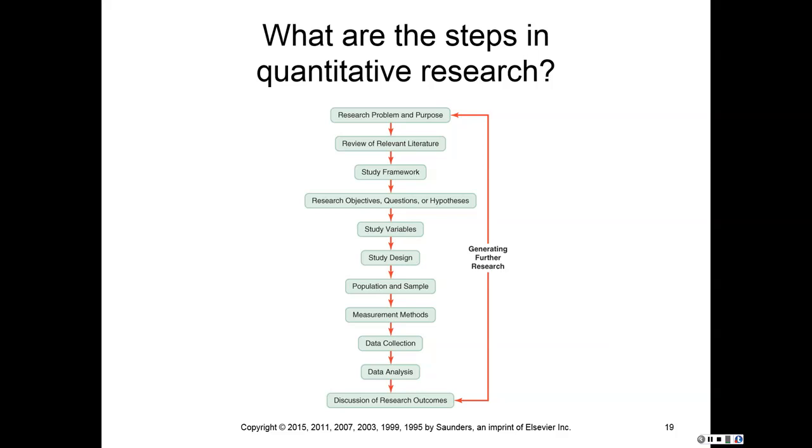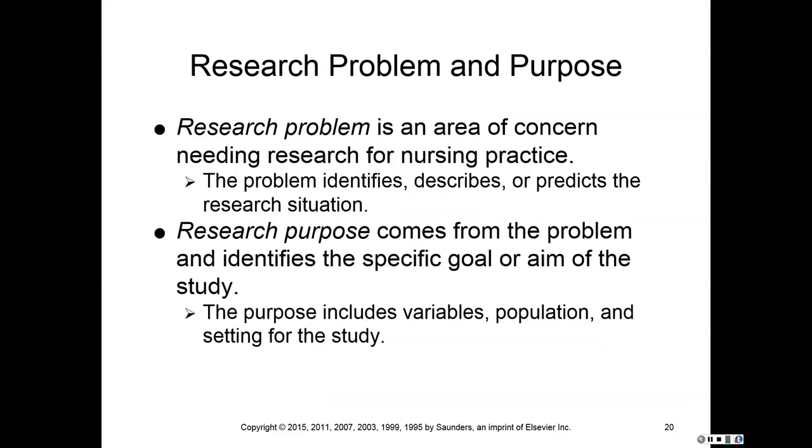They have to decide what the variables will be, what design they're going to use, who is the population, and then from that, what is the sample that they're going to have, how are they going to measure, how are they going to collect the data, how are they going to analyze the data, what statistics will they use, and come up with the findings and discuss the outcomes. So we're going to go through each of these steps.